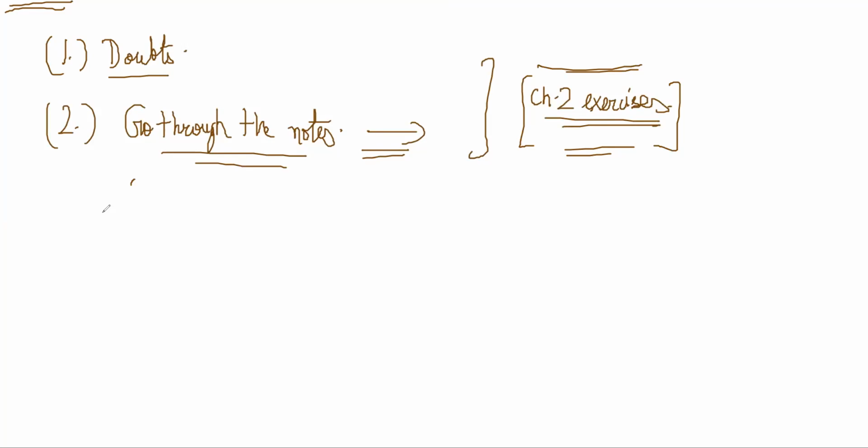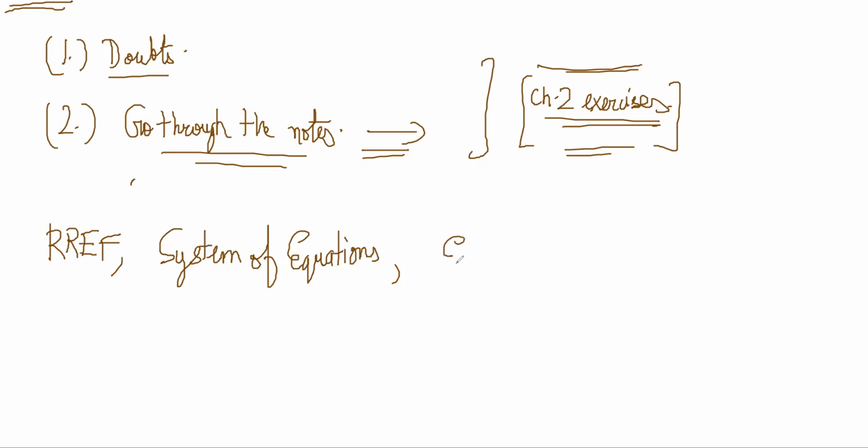Yeah, she uploads them after every session. So we haven't finished the whole chapter yet. There's row reduced echelon form. Then there's system of equations. Then there are eigenvalues and eigenvectors. And there's the Cayley-Hamilton theorem, only the problems. There's no proof.